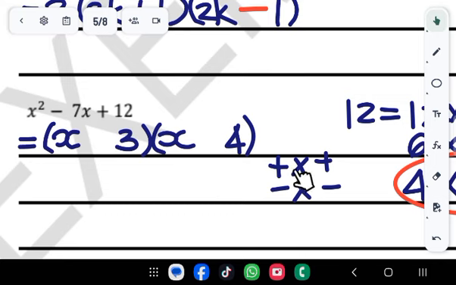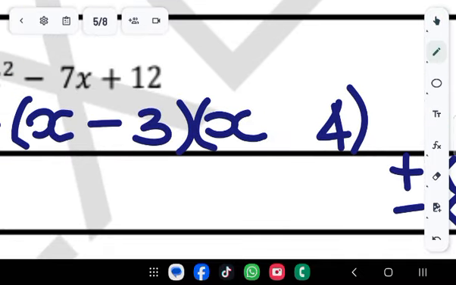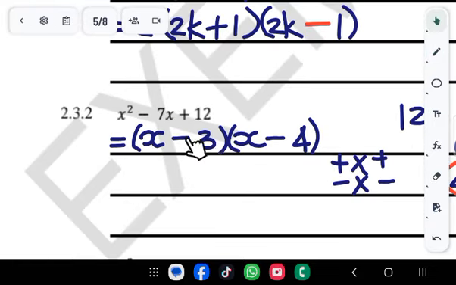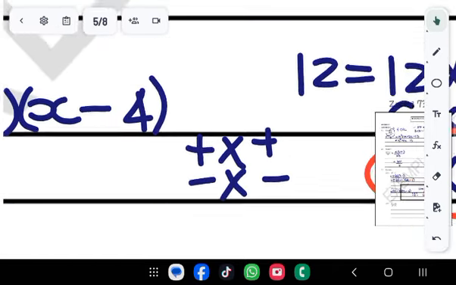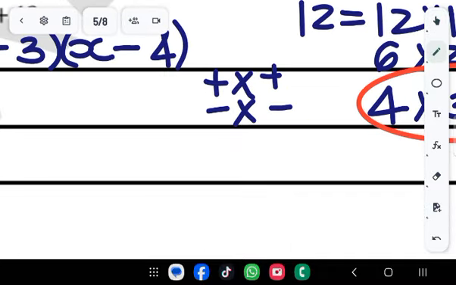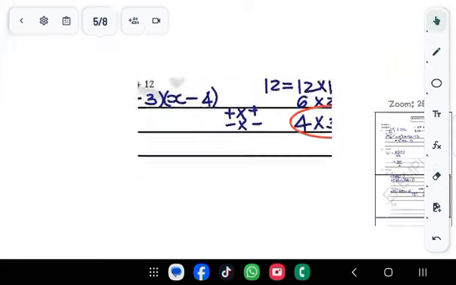If we multiply two positives together, we'll have a positive and a positive, which will give us plus 3 plus 4, which is plus 7. So we need to have negatives. Why? Because when we multiply them together, they give us a positive 12, and when we add them together, they give us negative 7. Just take your calculator and test it. You will see negative 3 plus negative 4, or negative 3 minus 4, gives us negative 7, which is the correct answer we are looking for.